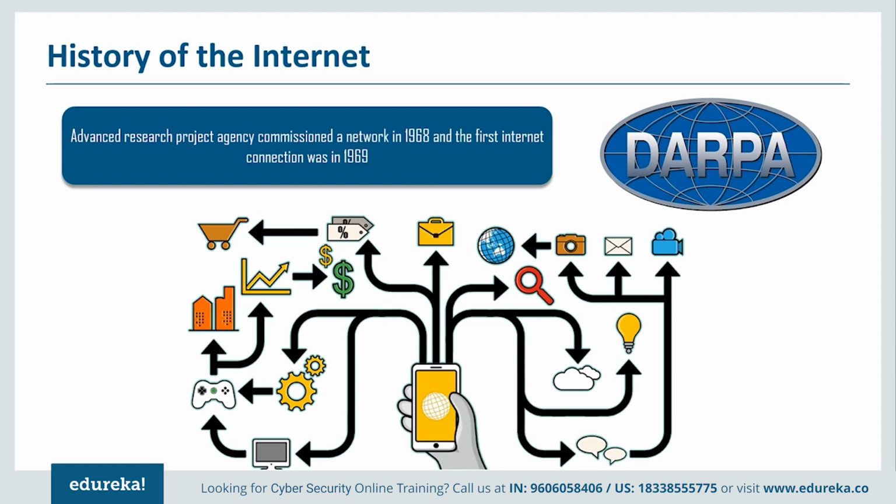Now, the first router was called an Interface Message Processor, and that was developed by BBN. It was actually a ruggedized Honeywell computer that had special interfaces and software. So the first router wasn't a ground-up built piece of hardware, but it was actually an existing piece of hardware that was specially purposed for this particular application.